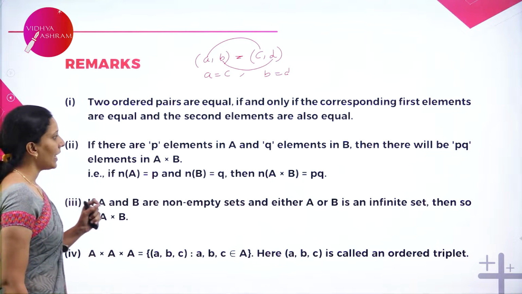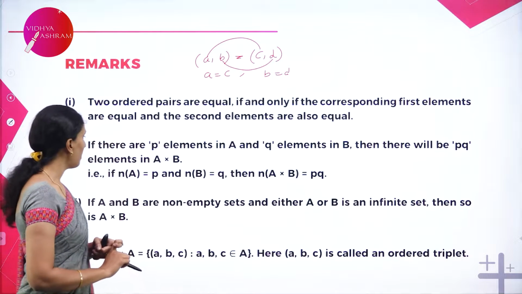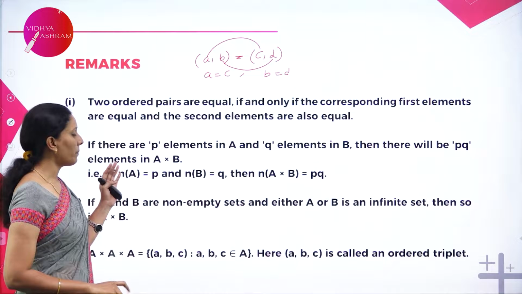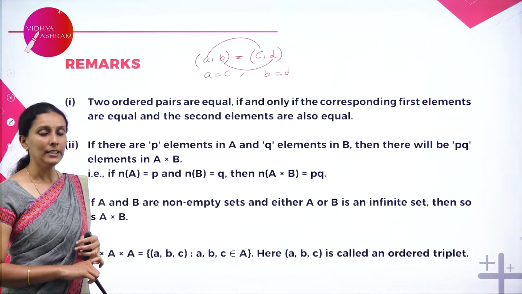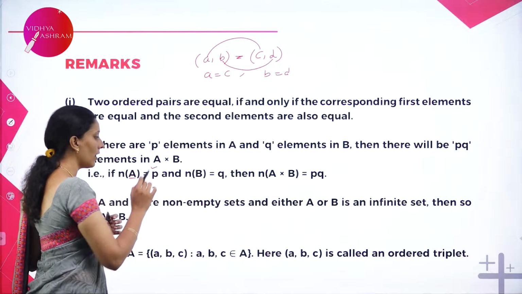Next, if there are P elements in A and Q elements in B, then there will be PQ elements in A cross B. That is, we know that n represents the number of elements inside the set. Now suppose A contains P elements.